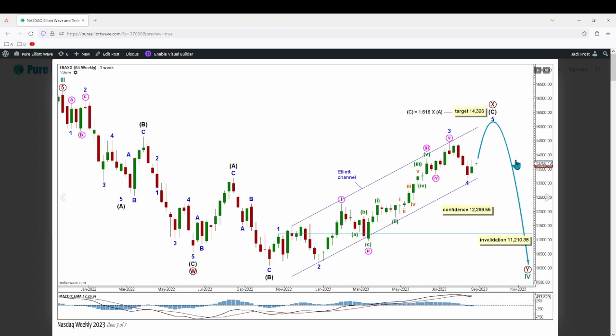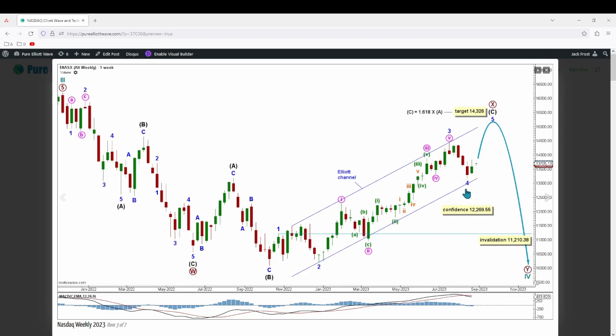After that, price is expected to move down with a confidence point at 12269.55, which is the invalidation for the main wave count. Minor wave 4 is expected to be over at this low just here, with price now moving away, expected to be the beginning of minor wave 5 within intermediate wave C.